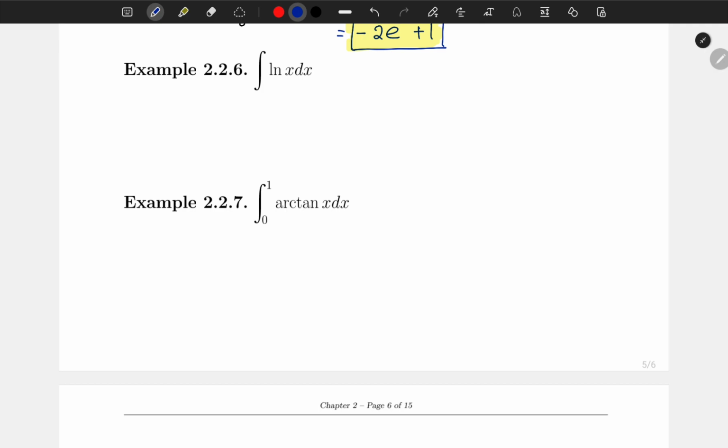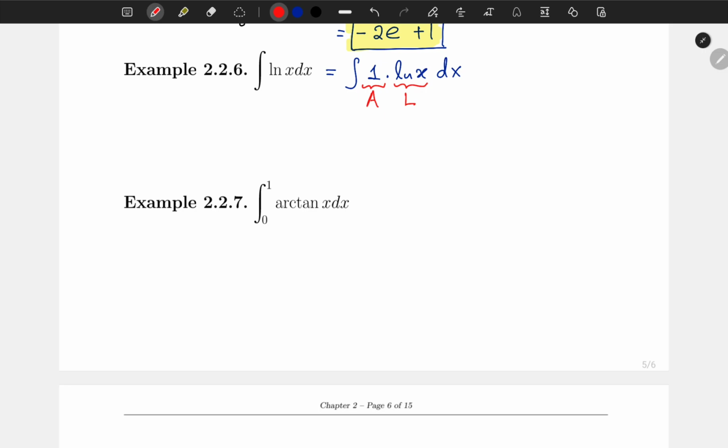Okay, here we have to evaluate the integral of ln x. It seems like it's just a single function. It's not a product of two things. In fact, we can think of it as 1 times ln x. So we rewrote it as a product of two things. One is just a polynomial, you can think of it as an algebraic term. Ln x is a logarithmic term.